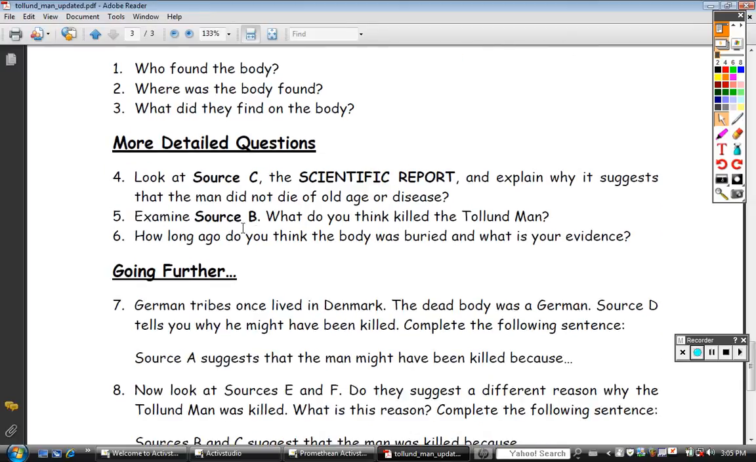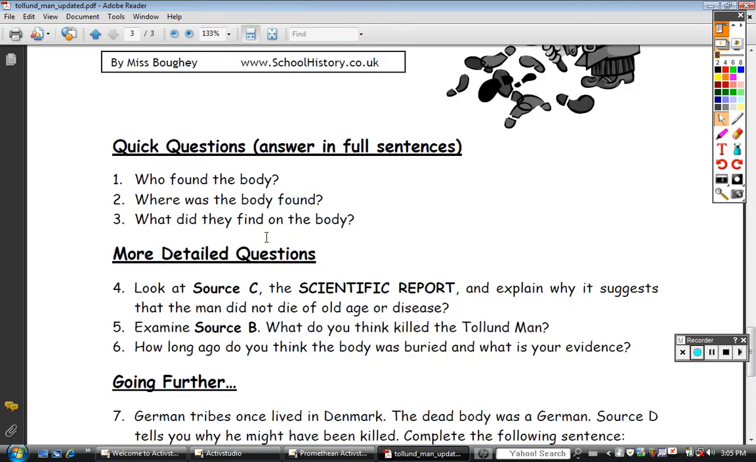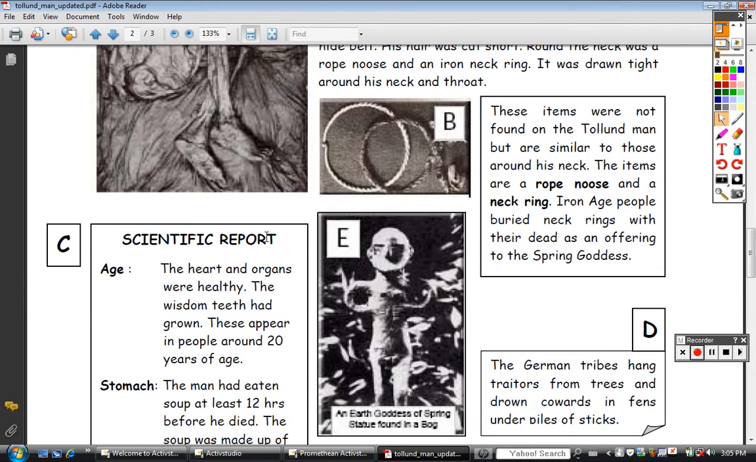It says to examine source B, what do you think killed the Tollund Man? If we look back here, it looks like he probably was strangled, right? With either the rope noose or the neck ring, because it was drawn tight around his neck, thereby cutting off the oxygen, and he would have strangled.